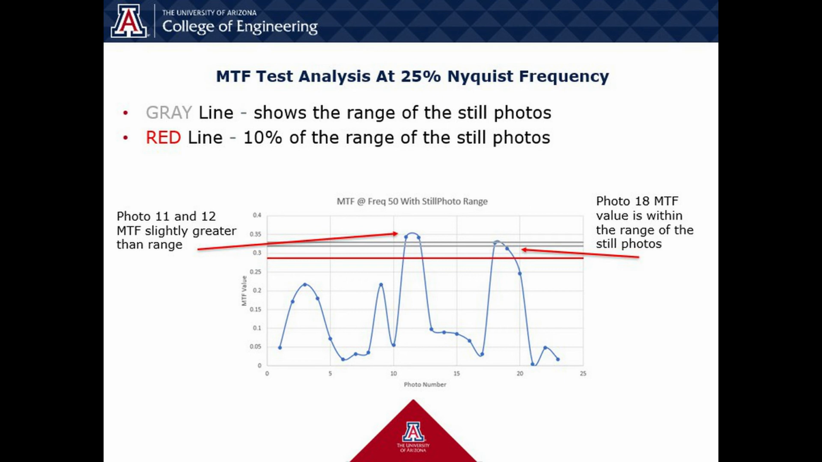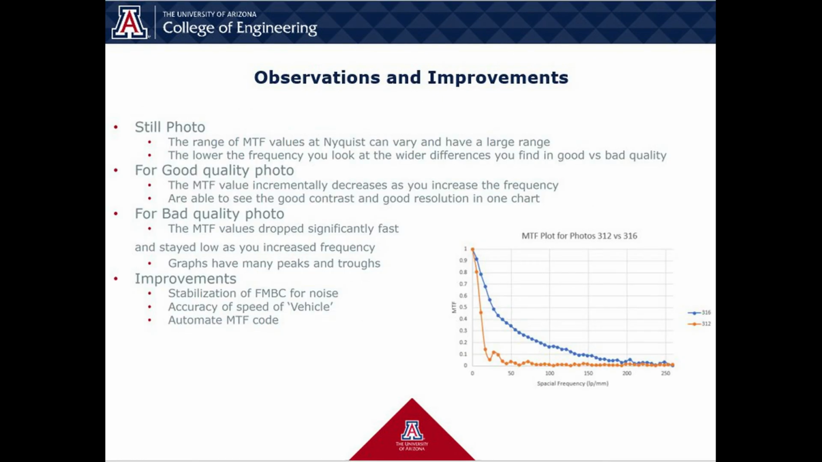We discovered that even with still photos, the MTF values at Nyquist frequency can have a large range, and the lower the frequency, the wider the difference is between good or bad quality photos. The MTF value decreases as the frequency increases. With good quality photos, we are able to see good contrast and resolution in the curve of the MTF, while in a bad quality photo, the value drops fast, and there are many peaks and troughs throughout the graph.